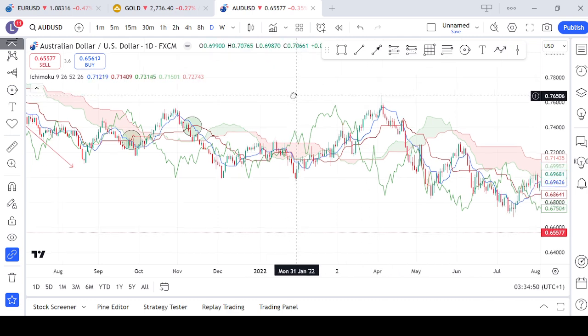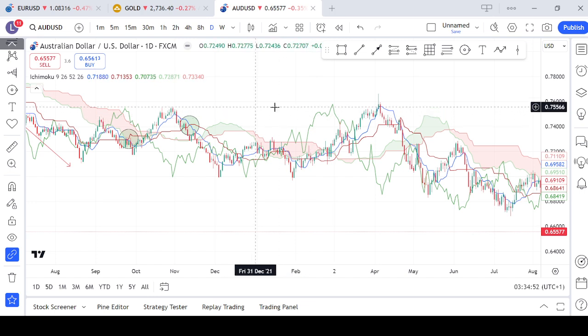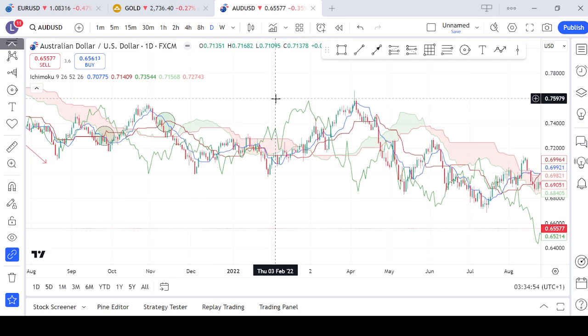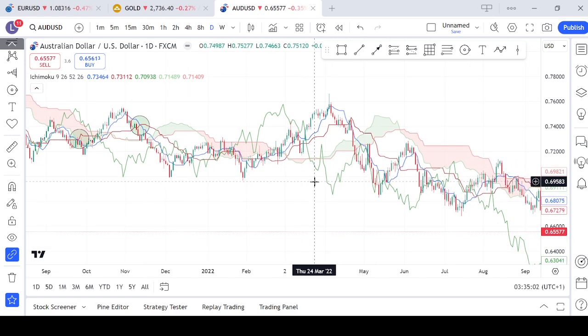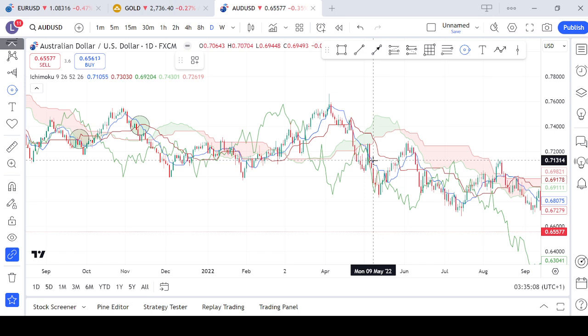So that's how you can use the Ichimoku Cloud indicator. The Ichimoku Cloud's strength lies in its ability to provide a comprehensive view of market dynamics. By combining multiple time frames and aspects of price action, it helps you identify trends, gauge momentum, and spot potential entry and exit points with greater accuracy.